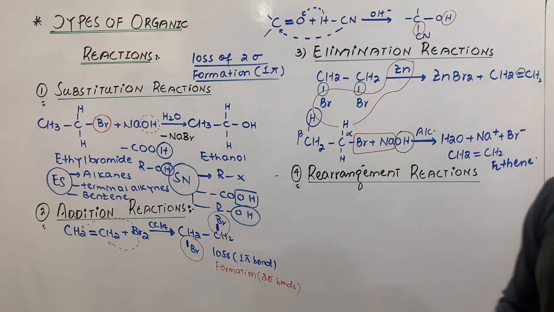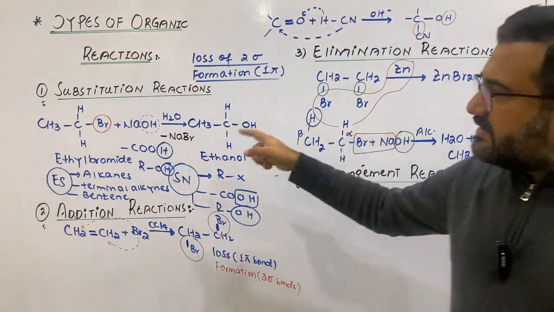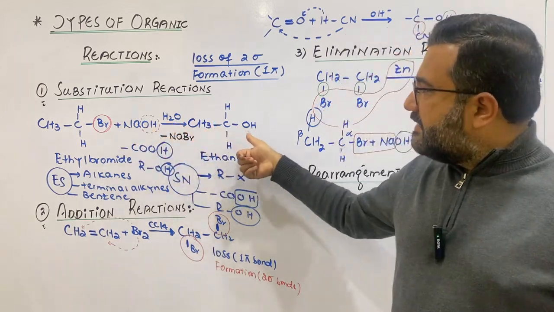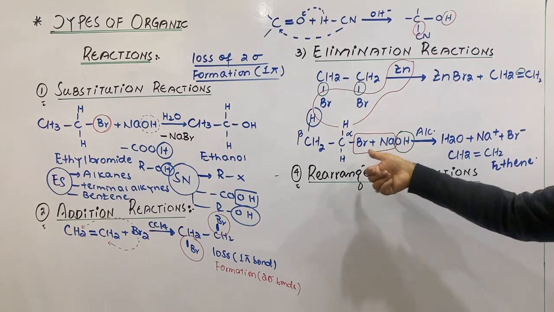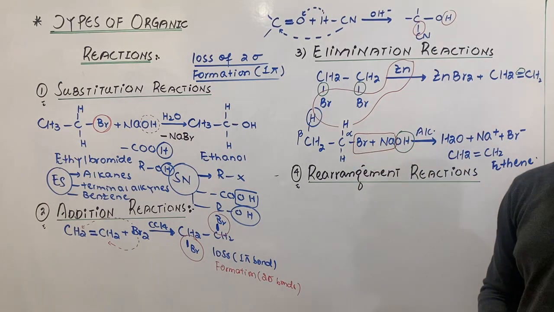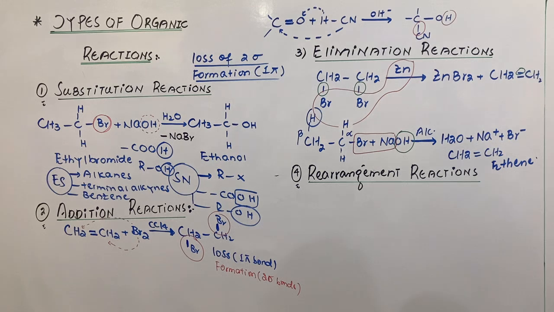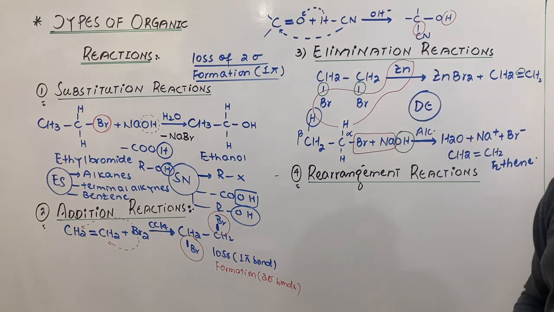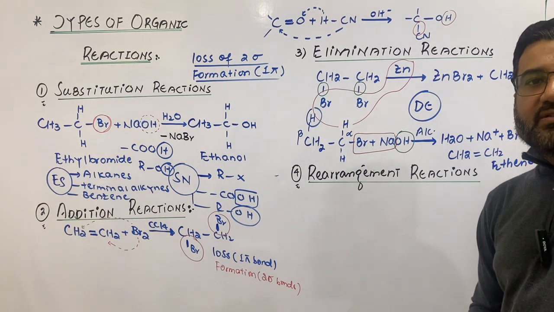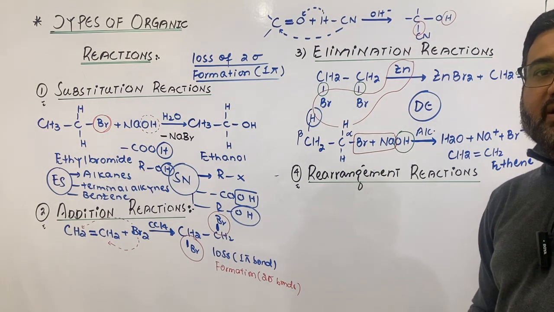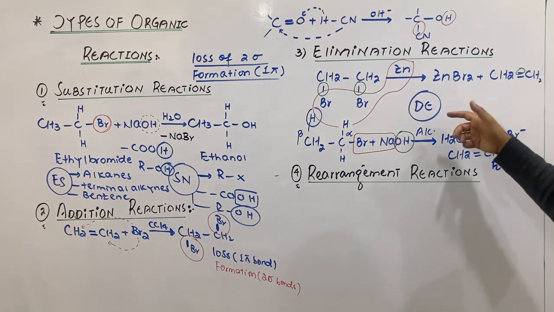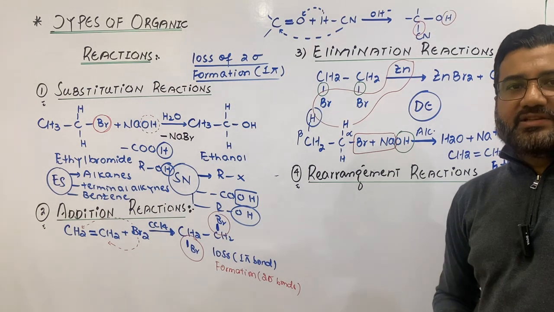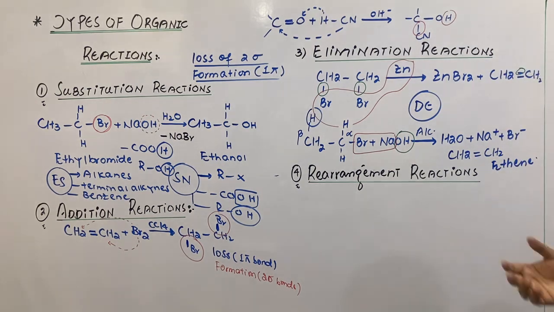So just look at this, that by changing the conditions, the products they are also changed. When you treat the alkyl halides with aqueous NaOH, that is the substitution reaction. But when you treat the alkyl halides with the alcoholic NaOH, then you get the elimination reactions. And with the name of all elimination reactions, you will see the prefix De, like dehydration, dehydrohalogenation, dehalogenation. So all those reactions having De at the start of their name, they will be basically the elimination reactions. And last are the rearrangement reactions.